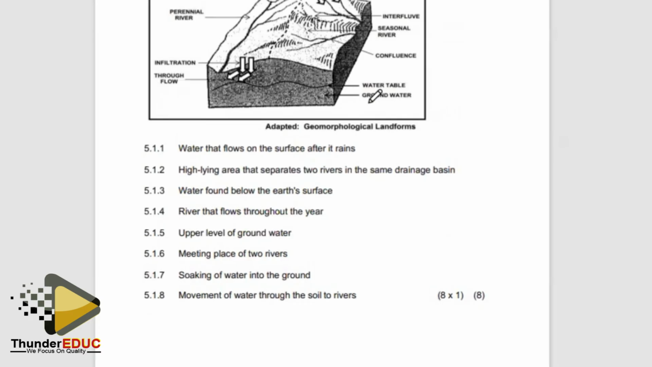High-lying area that separates two rivers in the same drainage basin, we've also elaborated on that. If it's in the same drainage basin, we have differentiated between an interfluve and the watershed. The interfluve is the one which is within the same drainage basin. Then water found below the earth's surface, a river that flows throughout the year.